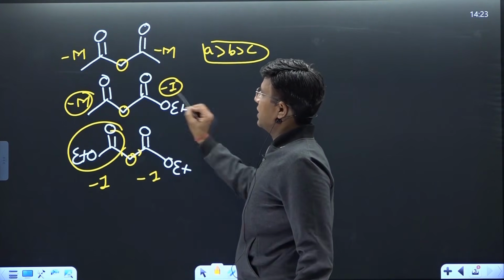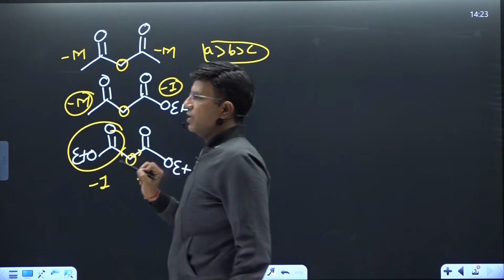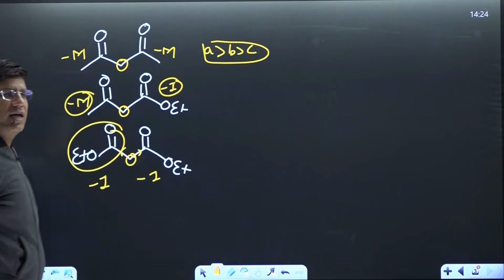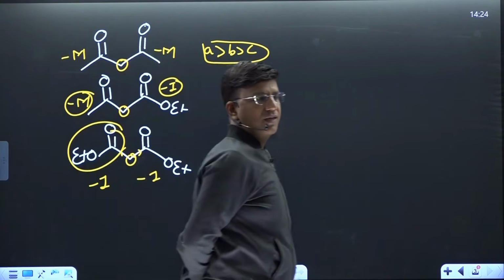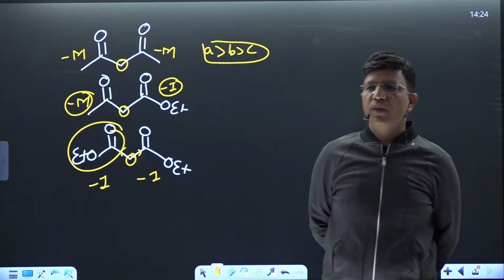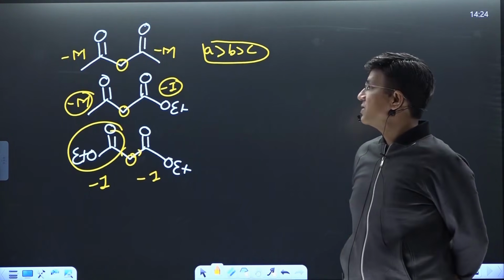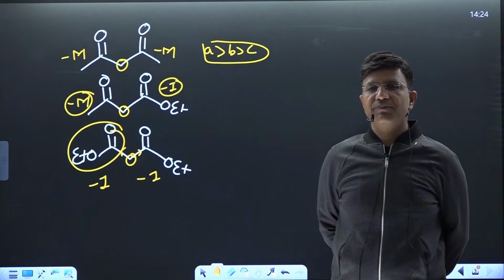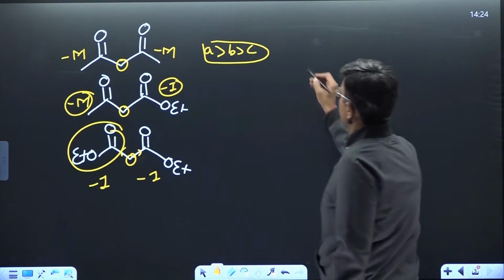So when you replace the ketone with an ester, what happened to the acidic strength? It decreased. Did you hear the last statement? What did you hear? When you replace the ketone with an ester, what happened to the acidic strength? It decreased.